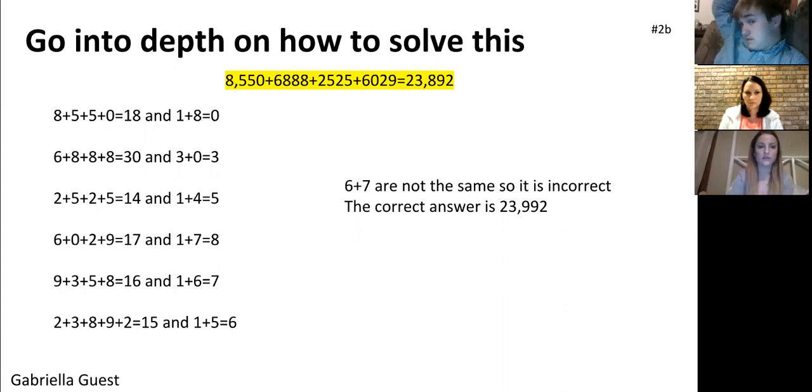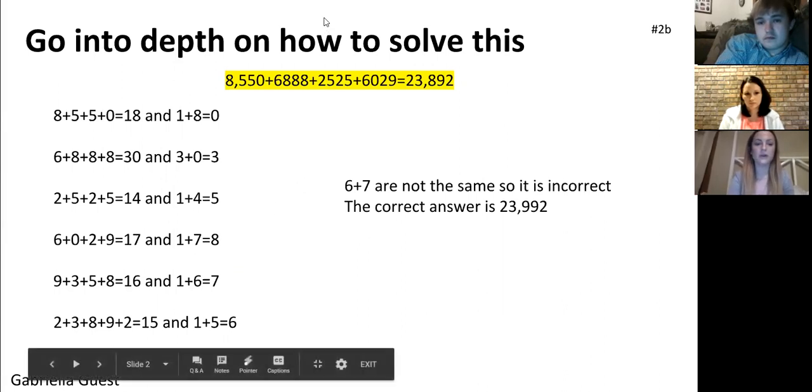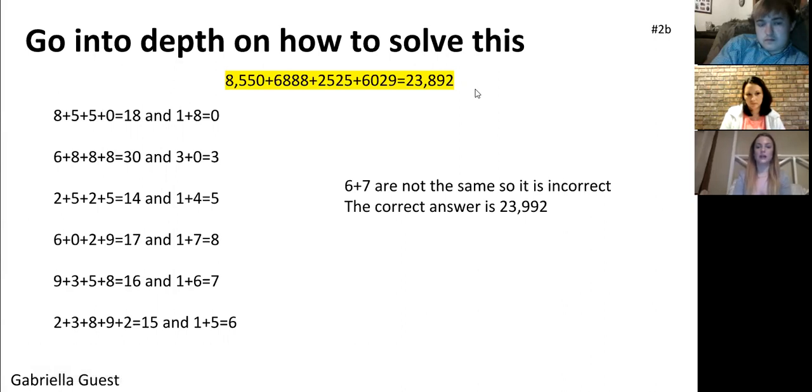So to start off with 8,550, you put 8 plus 5 plus 5 plus 0, and that equals 18. And since it's a two-digit number, you would break it apart and you get 1 and 8. So you would work your way down through all of these numbers, and you get 6 plus 8 plus 8 plus 8 equals 30 to represent 6,888, and keep going down. And we know that since 6 and 7 are not the same, that is not correct, and the actual answer would be 23,992.